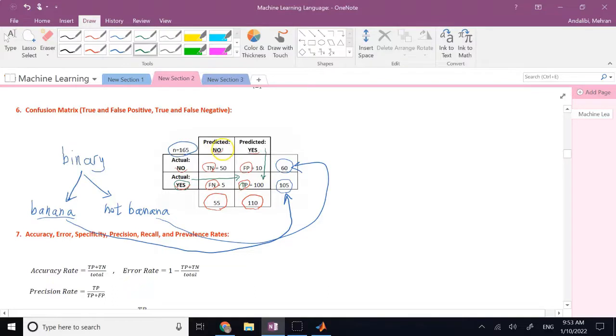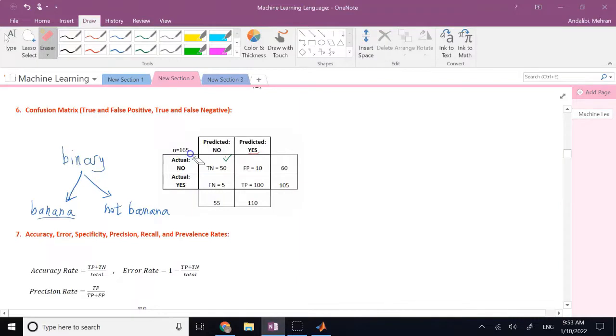Or what? It was negative. It wasn't a banana, and my algorithm also said no, it's not. So it was a negative case, and again I did the true job. I did the right thing. So you see these 2 diagonal elements where the prediction and the actual data are matching, we call them true because my algorithm did the job.